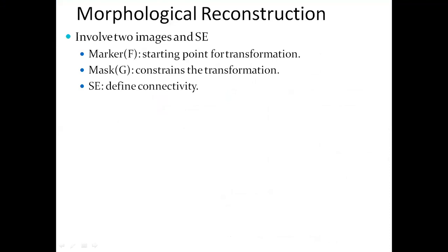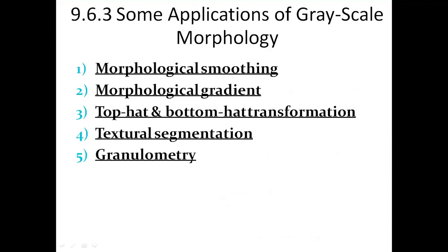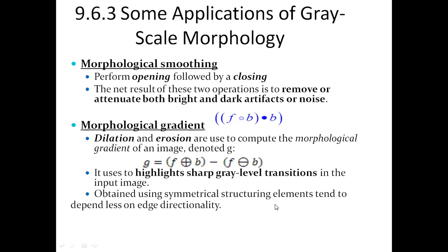Morphological reconstruction involves two images and a structuring element. We have the marker F, the starting point for the transformation, and the mask G, which constrains the transformation. Some applications of grayscale morphology are morphological smoothing, morphological gradient, top hat and bottom hat transformation, textural segmentation, and granulometry.